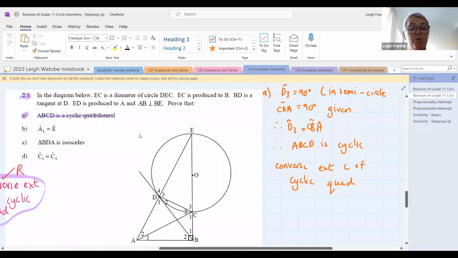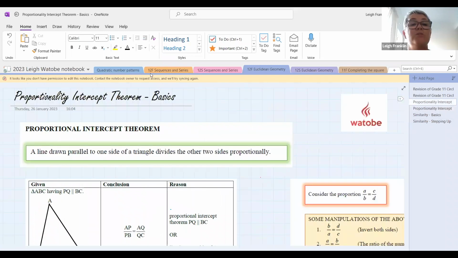All right, so moving on to what we're going to talk about today. Before I actually get started, have any of you actually started the proportionality intercept theorem at school? Has anybody done grade 11, grade 12 Euclidean geometry at school yet? No, okay. Anybody else? Not yet, not yet. Okay. Majority of us hasn't done it yet.